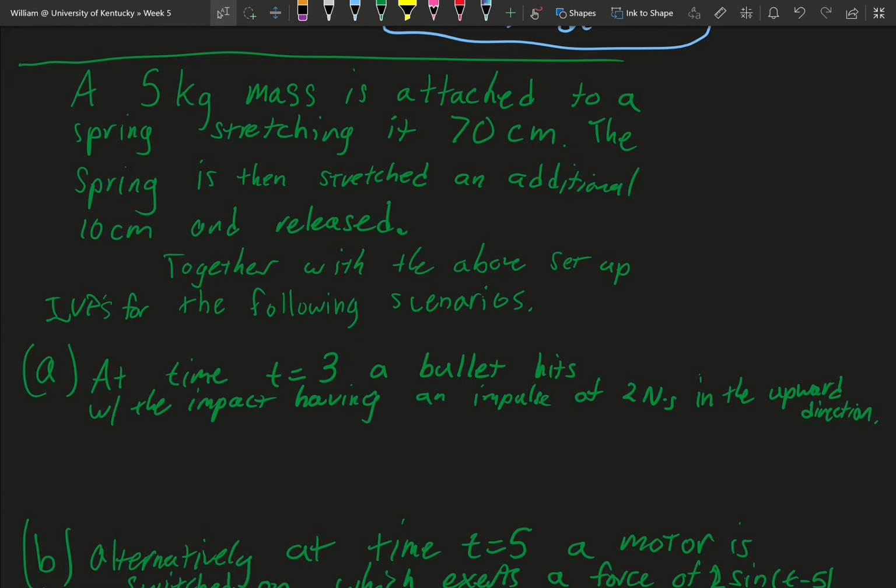Given that background setup, we then have two different scenarios, and we want to set up IVPs, but not necessarily solve them yet. Suppose for the first scenario, at time t equals 3, a bullet impacts the mass, and it has an impulse of 2 Newton seconds in the upward, meaning negative, direction. So let's go ahead and set up a problem for this. First, we have to solve for k. Oh, and I forgot a word here: the spring is undamped.